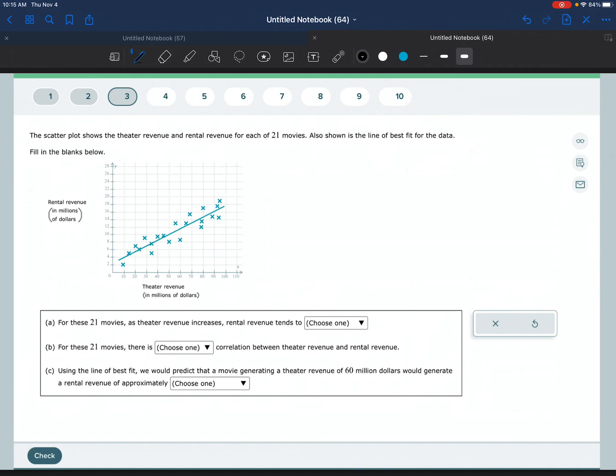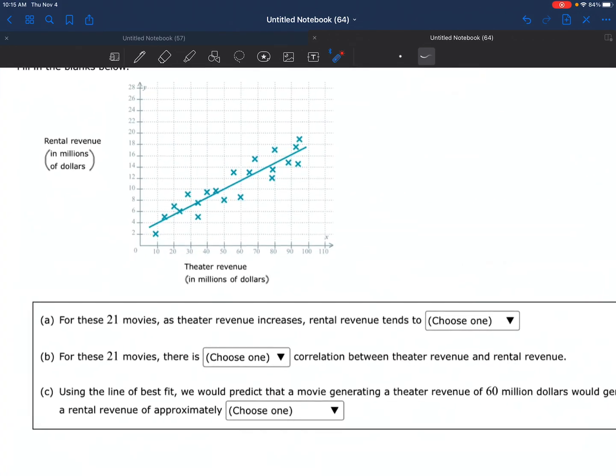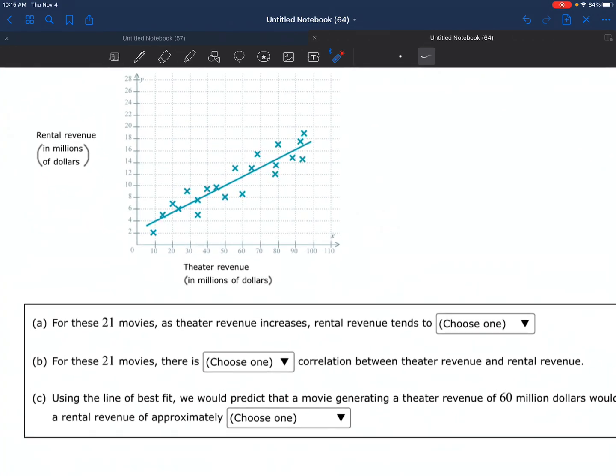This one's fairly simple too. I'll zoom in after I read. The scatter plot shows theater revenue and rental revenue for 21 movies. Also, notice they have already drawn in a line of best fit for you. For all of these questions, they're asking you to use the line of best fit. So, question number 1 says, for these 21 movies, as theater revenue increases, rental revenue tends to do what?